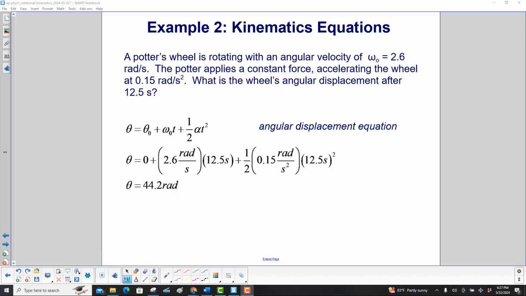Now we're going to use the second angular kinematics equation for displacement. Since they didn't give us a starting point, we'll assume that theta 0 is 0. We plug in omega 0. Here's our time, plus 1/2 alpha t squared, and be sure to square that time. That's a fairly common mistake. And we get the displacement is 44.2 radians.